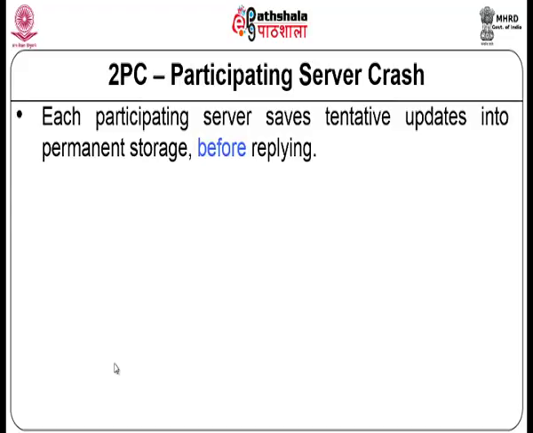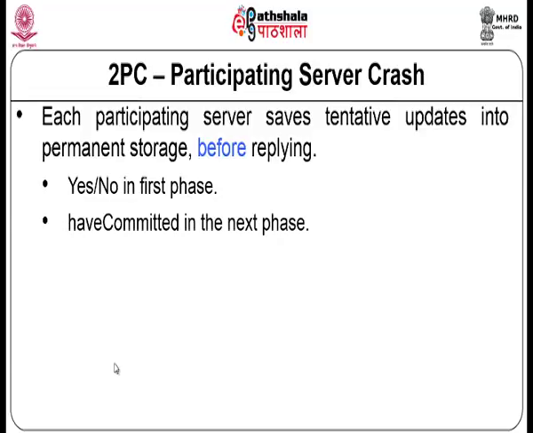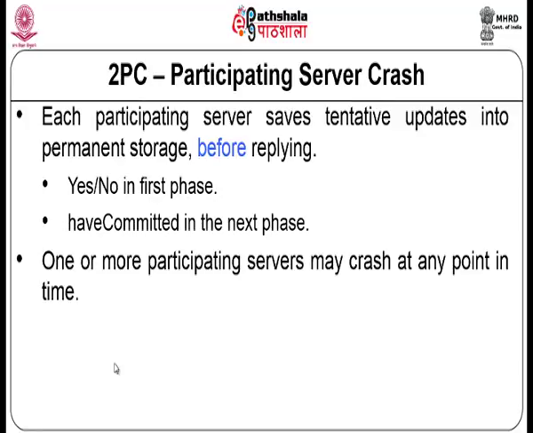Let us look at what happens when one of the participating servers crashes. Each participating server is supposed to put its decision in stable storage. In the first phase, after it gets can commit, it decides yes or no, writes in the stable storage and then sends the decision. In the next phase, have committed, it writes in the stable storage and sends the decision.